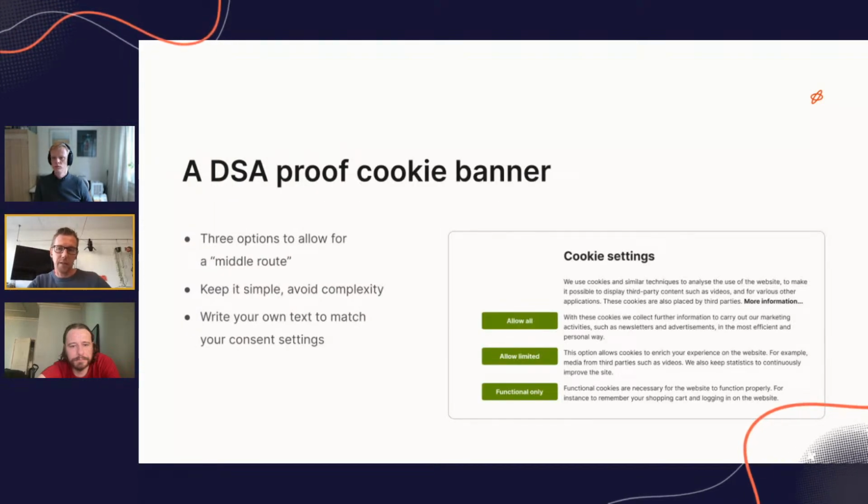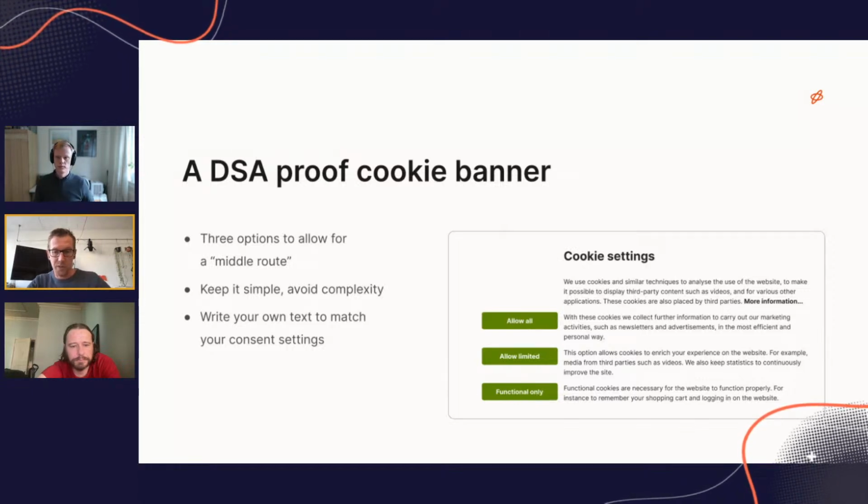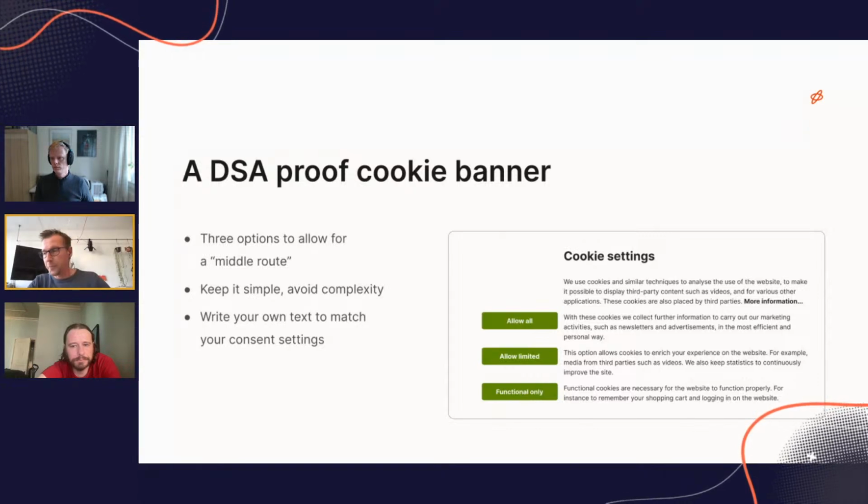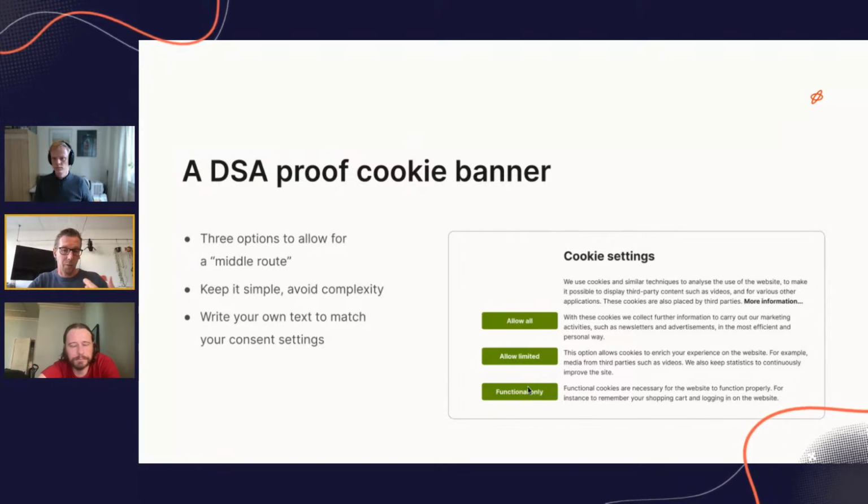So if you're looking at a DSA proof cookie banner, which is also a banner that we've been serving for a couple of years now in the Pepper platform, it would look like this. We would have a cookie banner with a little bit of a text and then some small texts linked to the different option. And what you see here, we have a cookie banner with 3 options. One with the button saying allow all, allow limited, or functional only. So all the 3 levels that our current cookie banner provides are in here with the same button.